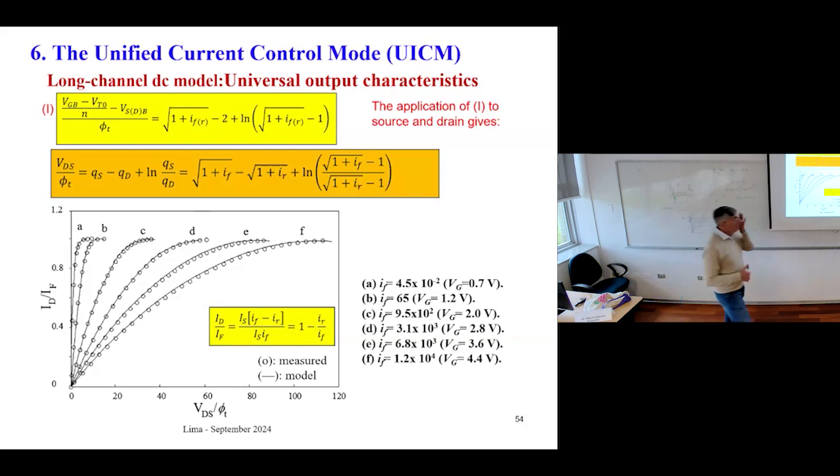Okay? So we plotted some curves for these values of gate voltage. For this value of the gate voltage, 700 millivolts, we found a curve like this. For IF equal to 65, another curve, and so on. And you see that if IF is very low, all the curves are coincident with this one labeled A.